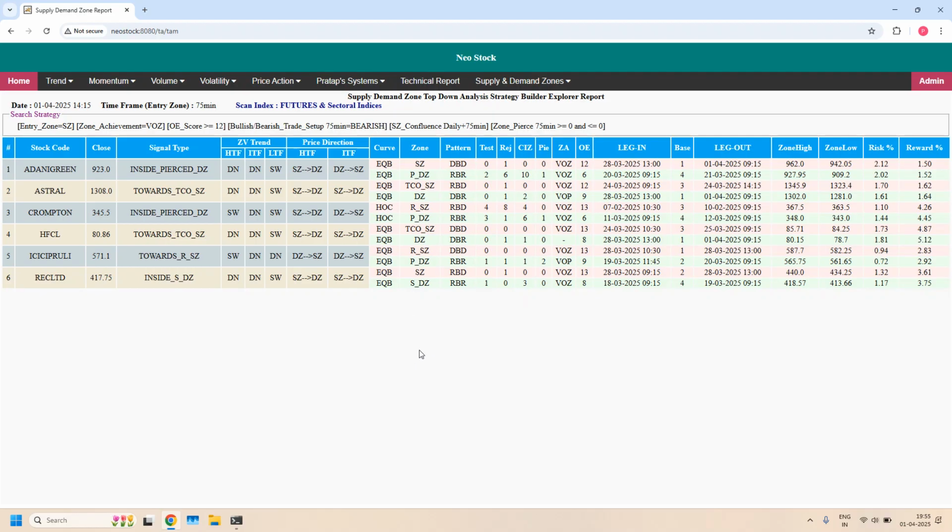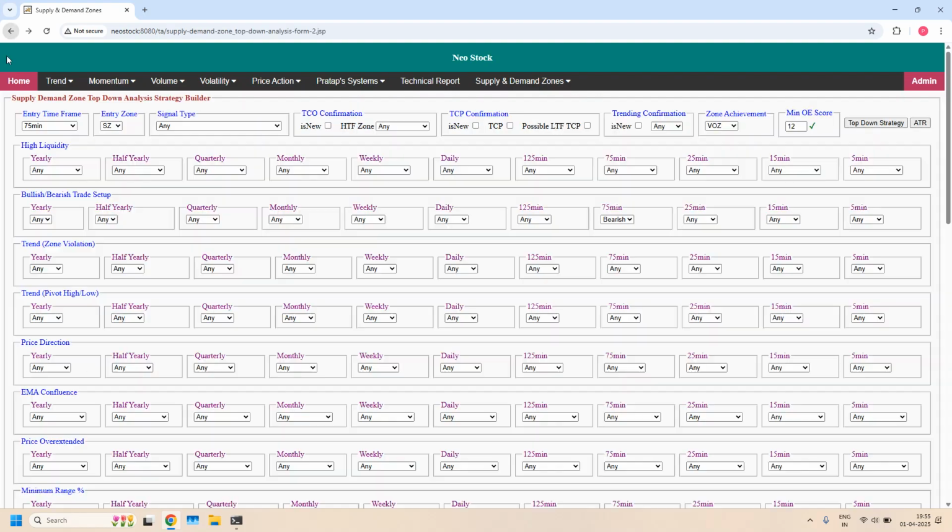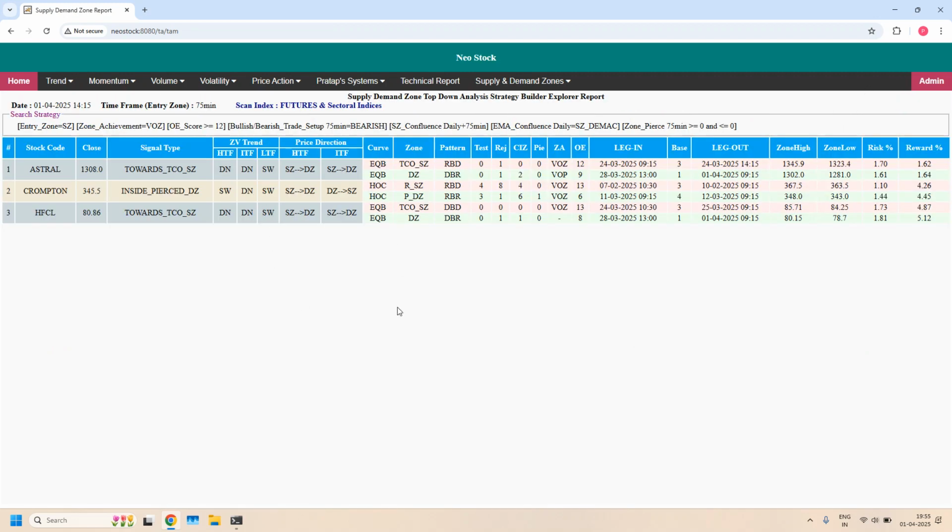All 75 minute supply zones are part of daily supply zone, and also daily trend is down in all these stocks, ITF trend. So if daily supply zone having daily EMA confluence, then the 75 minute supply zones might be having more high probability to get success. Let's verify. A daily time frame, daily supply zone having daily EMA confluence. So we got 3 stocks. So these 3 75 minute supply zones are having even more high probability to get success.